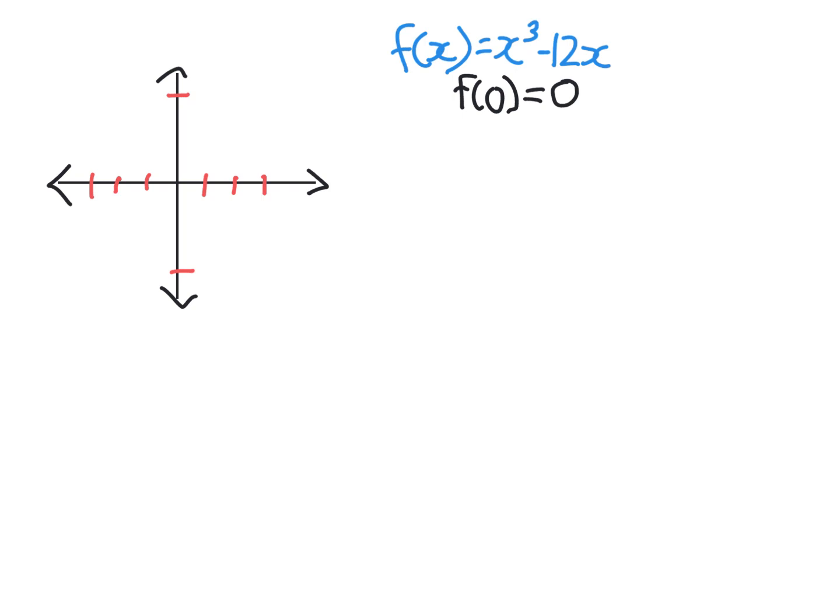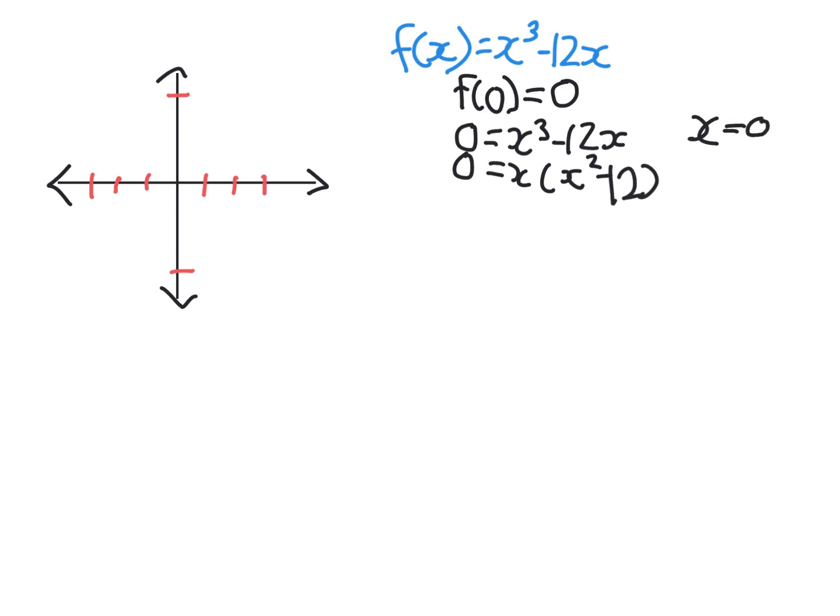So let's find the x-intercepts. If 0 equals x cubed minus 12x, we can solve this easily through factorization. We get x outside of x squared minus 12. And so if that's equal to 0, we either have x equals 0, we already knew that it passed through (0, 0), or we get x squared equals 12.